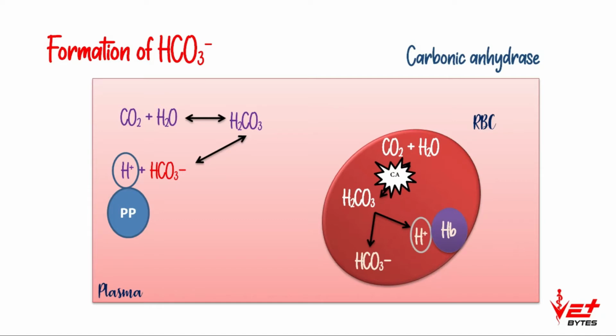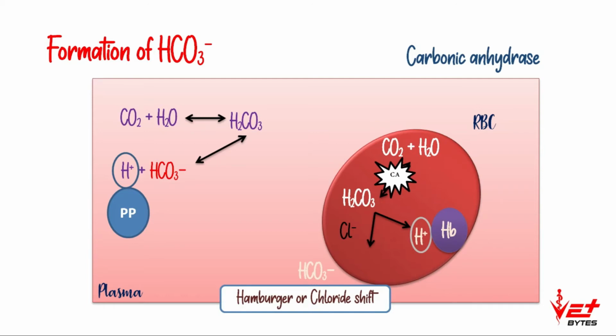A larger amount of bicarbonates is produced inside the RBC, and then these bicarbonates start coming out of the RBC. To maintain electrical neutrality, chloride ions from the plasma enter the RBC. This exchange of chloride ions for bicarbonate ions into the RBC is referred to as the Hamburger shift or chloride shift. This bicarbonate is transported across the blood vessel, and once it reaches the lungs, these reactions take place in a reverse manner, and finally carbon dioxide is produced. This carbon dioxide can be expelled from the lungs.